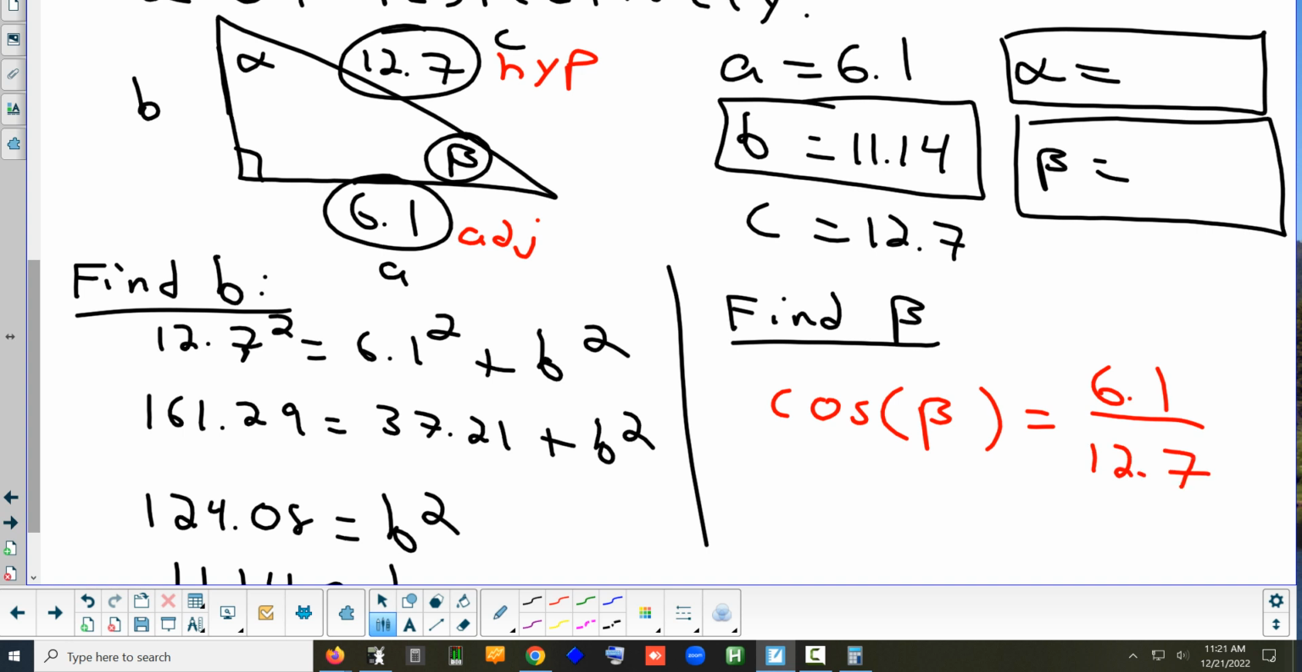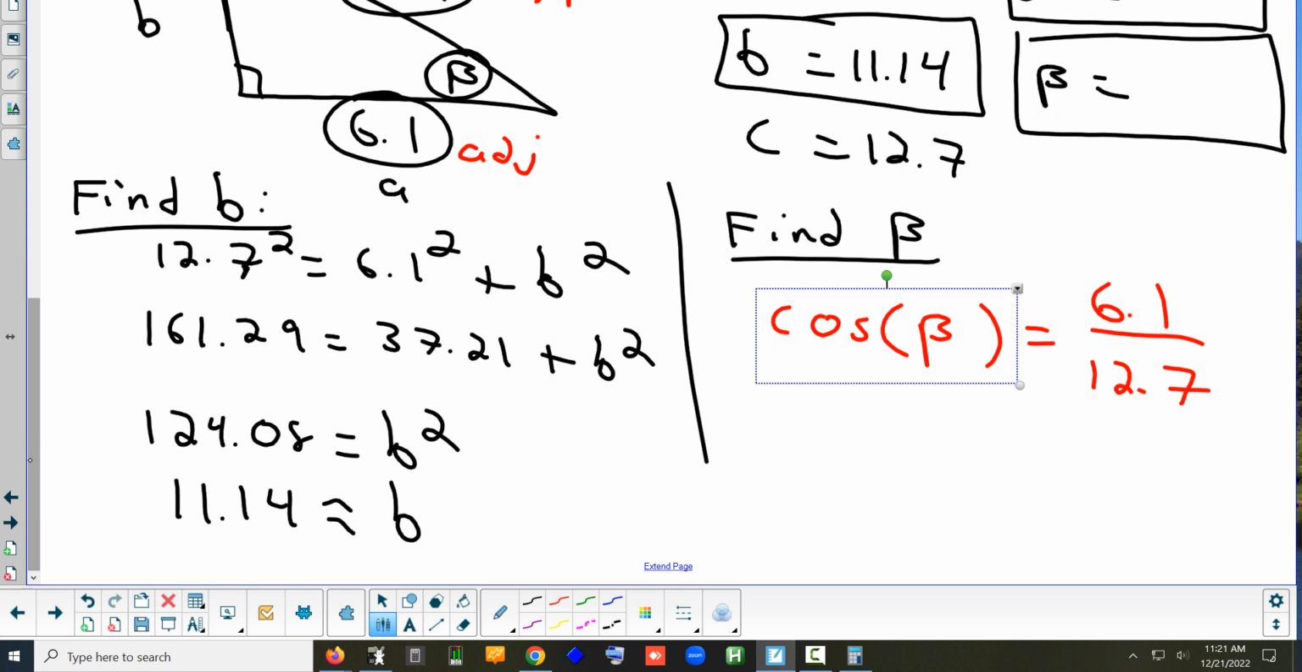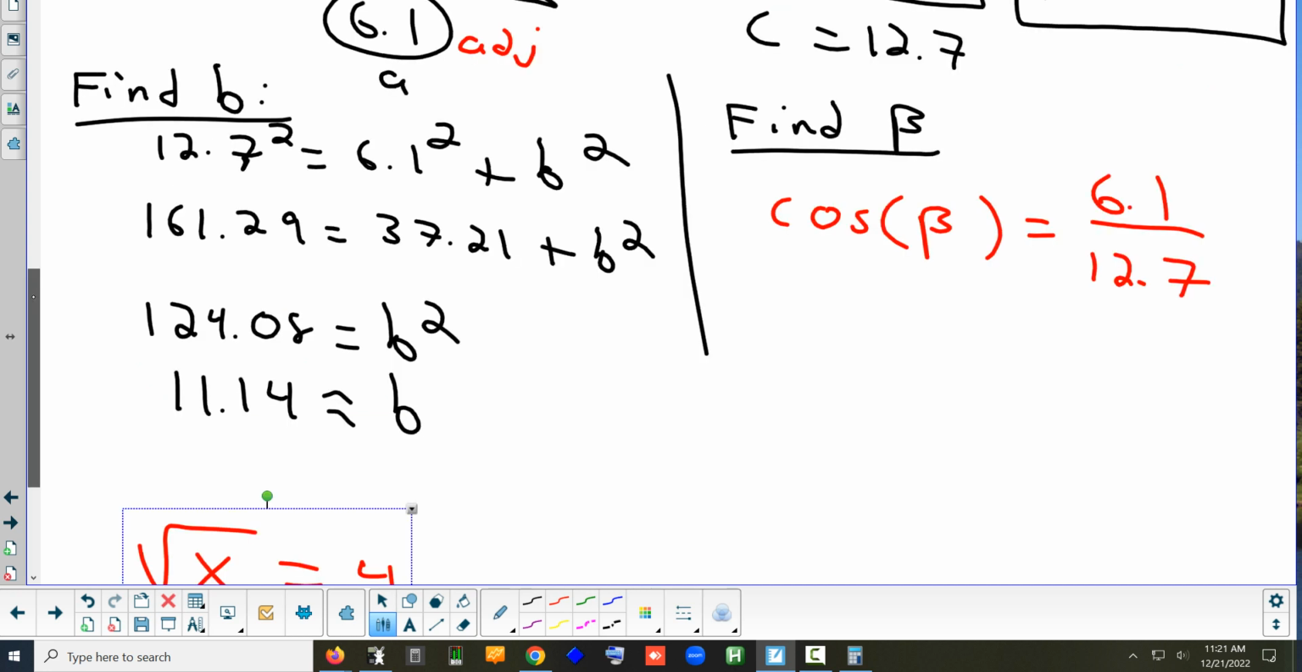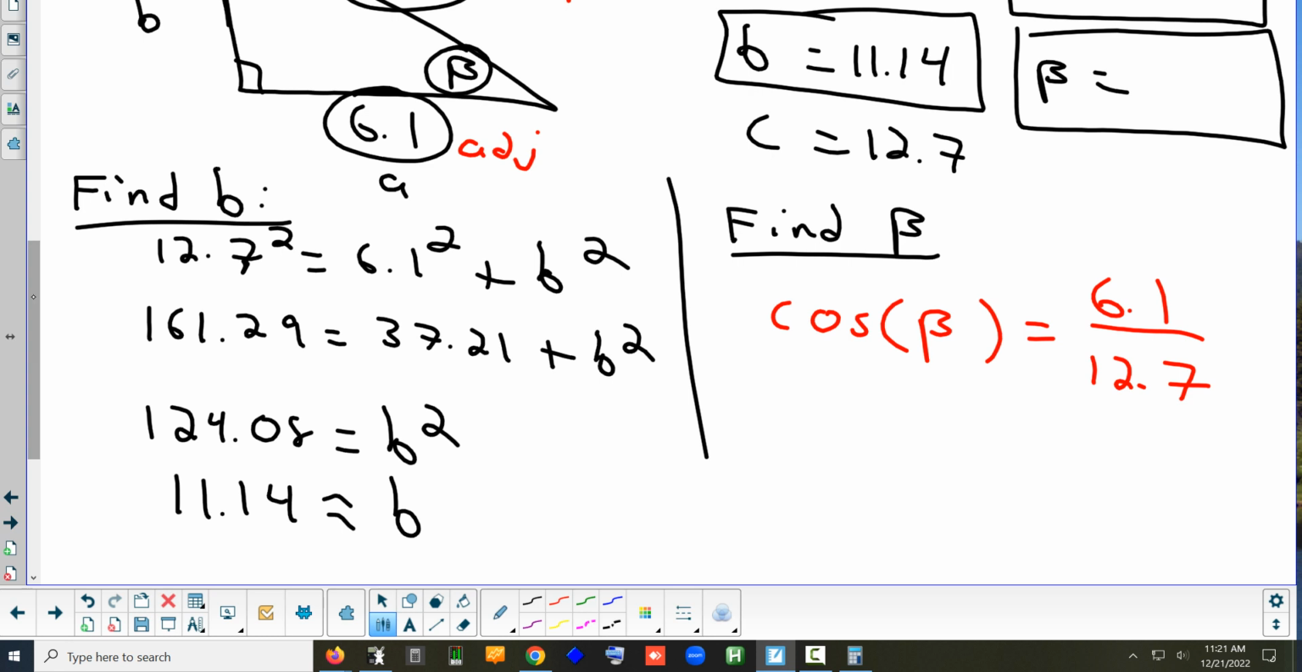So I need to get beta by itself. The problem is the variable is inside of a function. When you have a variable that's inside the argument to a function, the only way to get the variable out of the function is to cancel the function out. Like if you had square root of x equals 4, and you want to get this variable by itself, you need a function that cancels out the square root function. In this case, it would be the squaring function on both sides. So in this one, we need a function that's going to cancel out the cosine function.